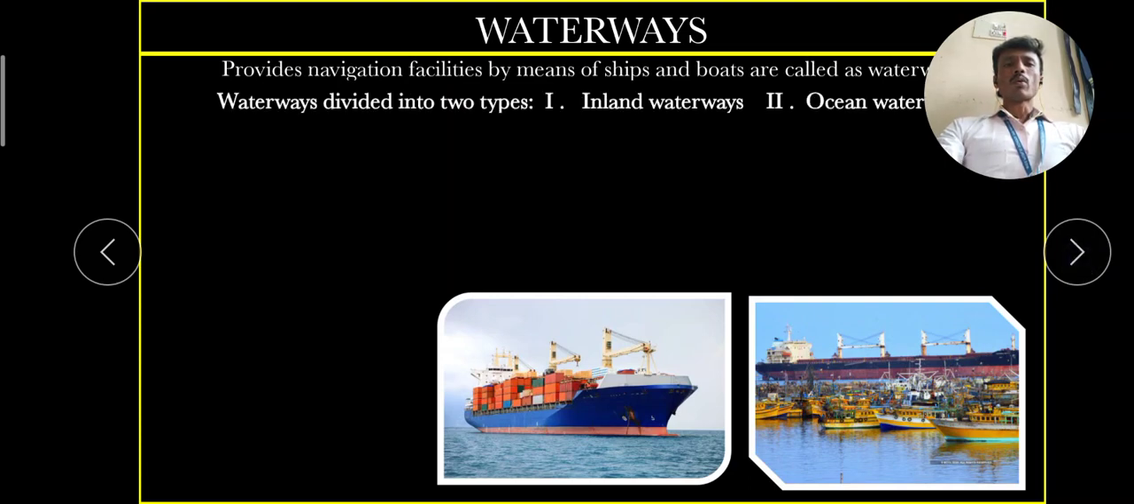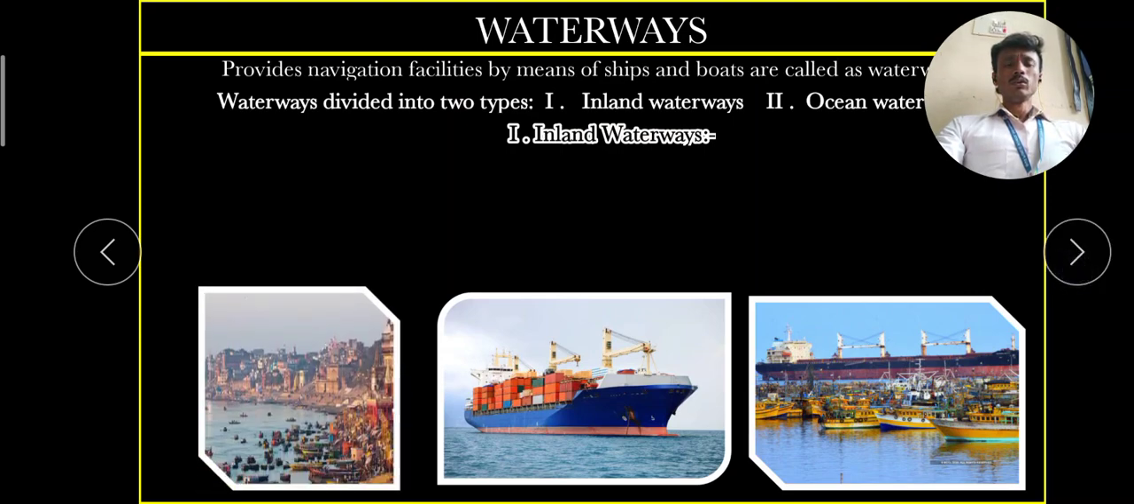So here the waterways are divided into two types. How many types of waterways or water transport are there? One is inland waterways, another one is ocean waterways. So the first one is inland waterways.